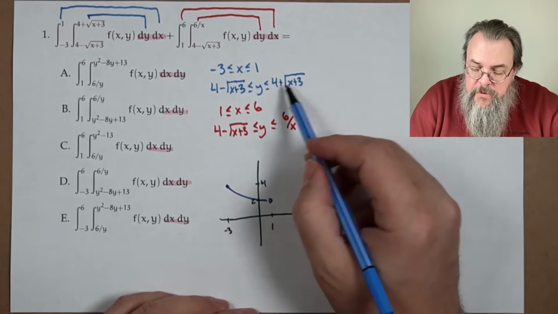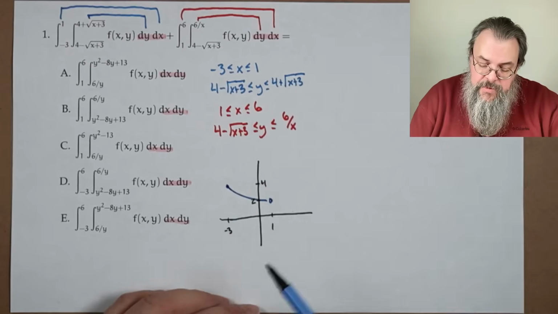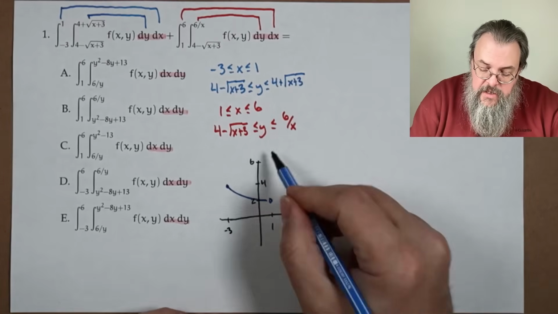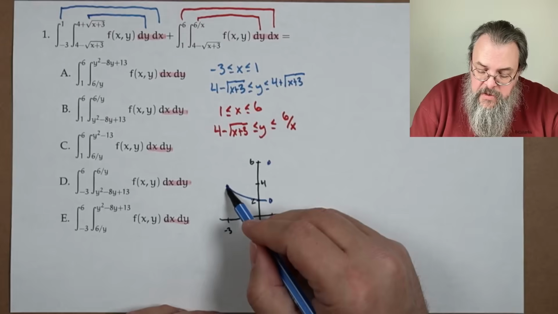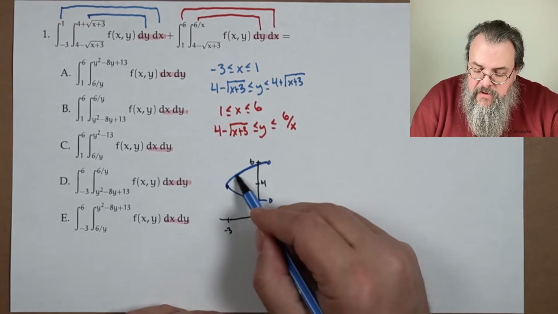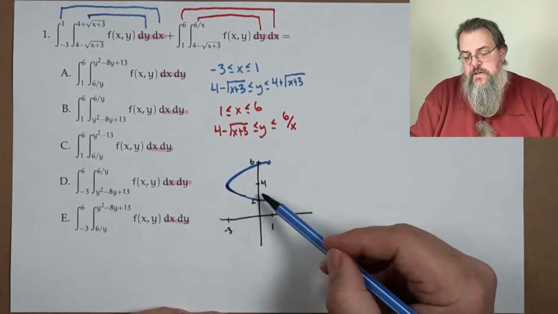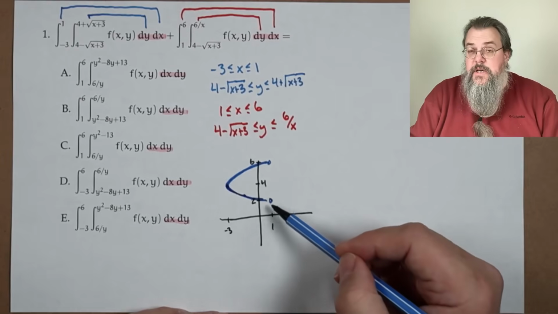Now, positive 4 plus square root of 4, that would be 6. That means we're up here. Again, we're moving up in a square root like that. So it looks like two square roots together look an awful lot like a parabola.